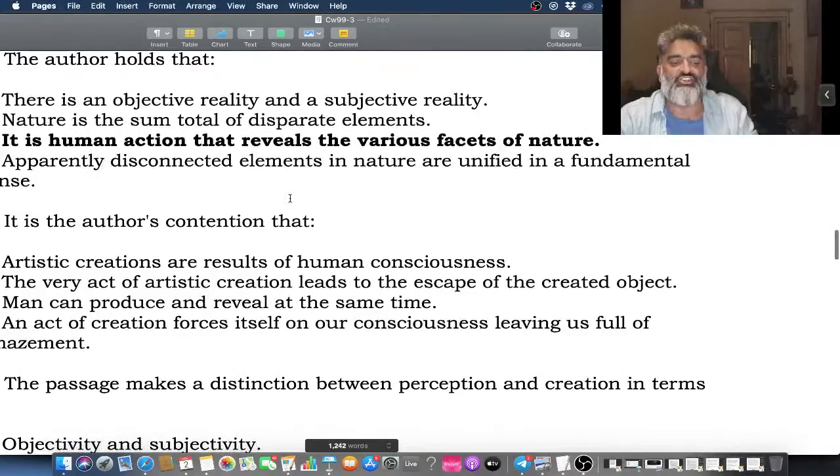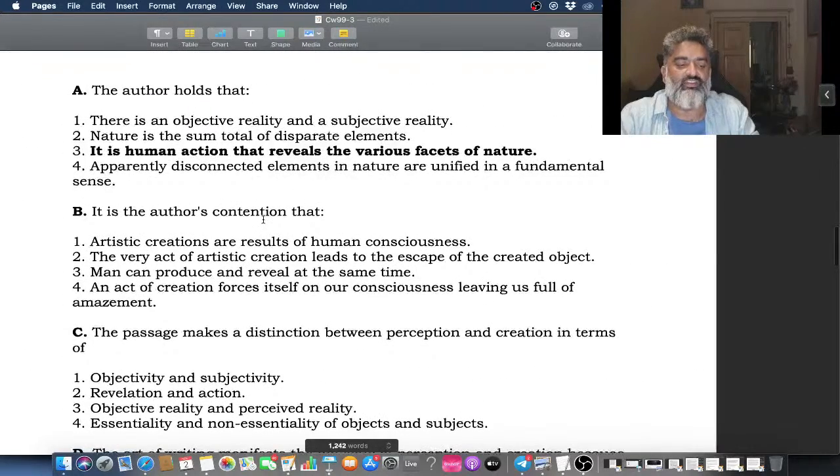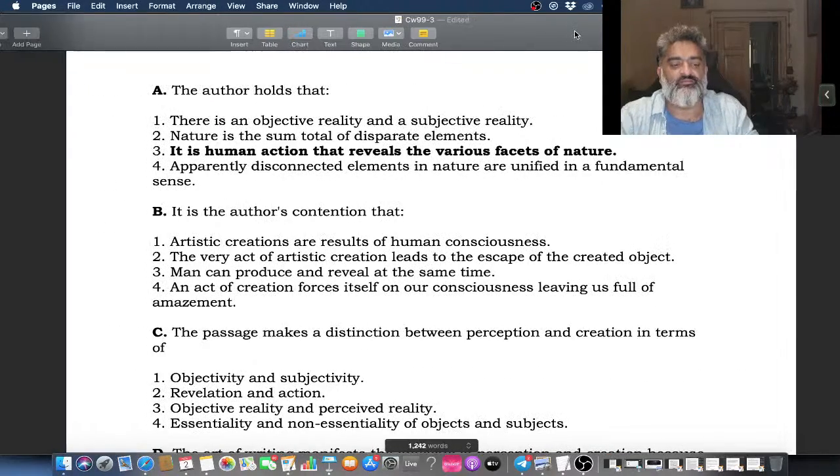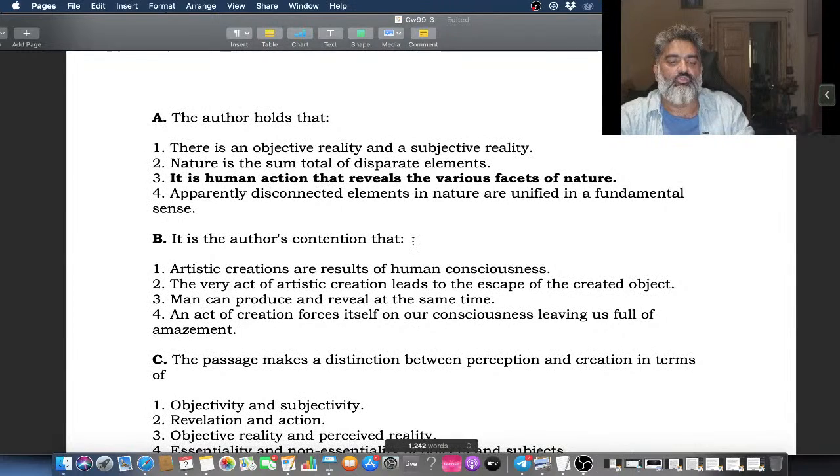Let's try out question B. I think we have enough data to get cracking. Question number B, guys.